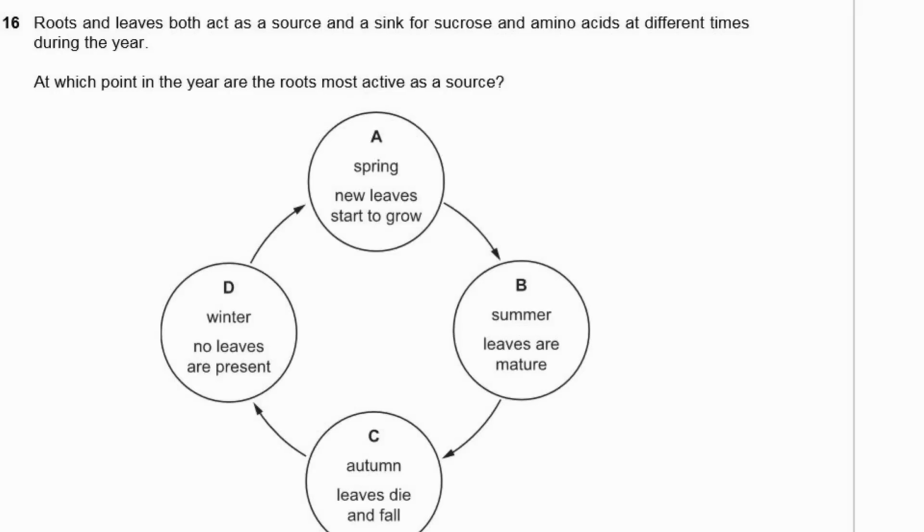Question 16. Roots and leaves both act as a source and a sink for sucrose and amino acids at different times during the year. At which point in the year are the roots most active as a source? The time the roots are most active as a source is when there's really no photosynthesis happening. Photosynthesis produces sugars, so if there's photosynthesis, the roots are not a very good source. They might be storing sugars for the next year. So when is there very little photosynthesis? Is it the spring? Yep, that looks right, because in the springtime there are no leaves. They need to get some energy to grow new leaves.